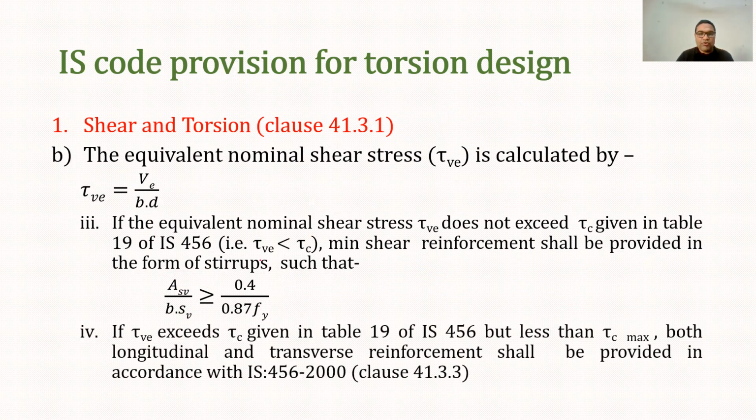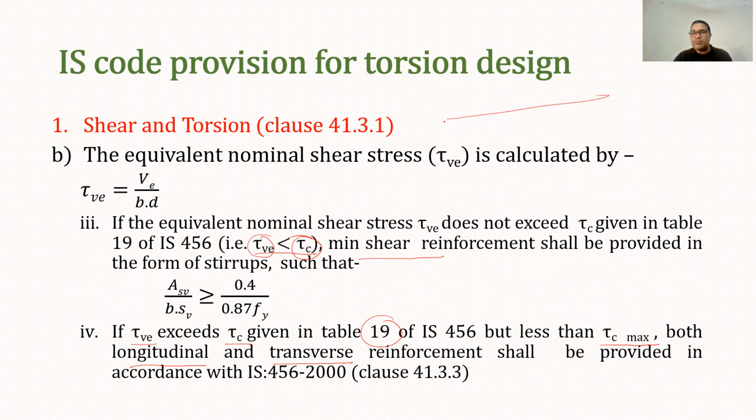Now, in the third case, if tau VE is less than tau C, then we provide minimum shear reinforcement. What if the value of tau VE is more than tau C? In that case, if tau VE exceeds the value of tau C given in Table 19, it should also be confirmed that it is less than tau C max. Then we have to provide torsional reinforcement in the form of longitudinal as well as transverse reinforcement.